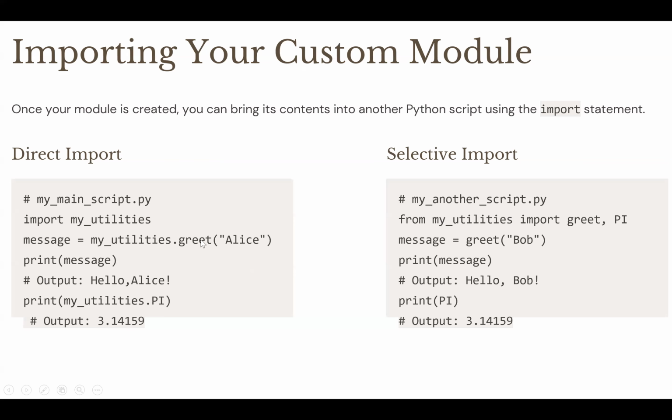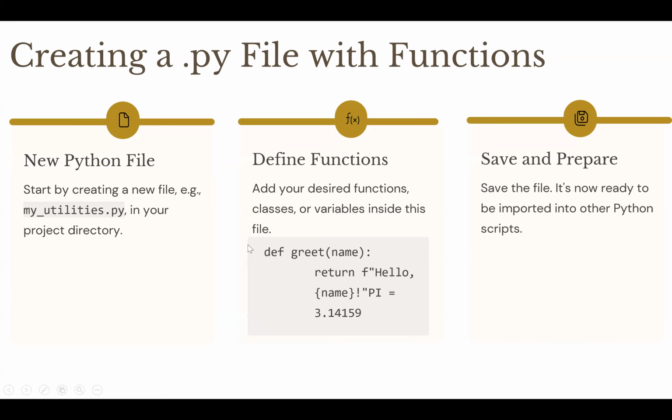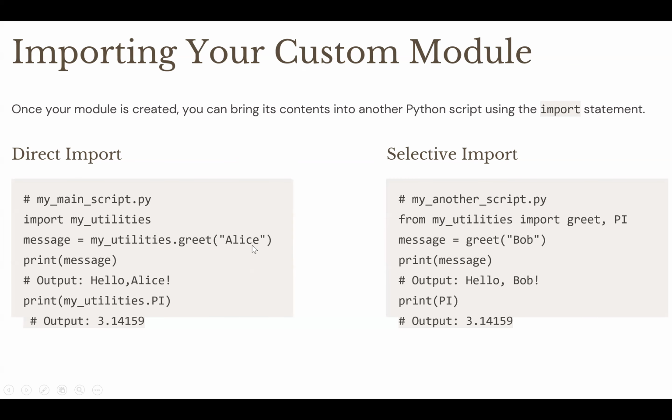Okay, as we know, the greet will take one parameter. That parameter here is Alice. Here we can see the greet is a part of my utilities. That greet is going to take the name as an input. In this case, name I have sent as Alice. Then once you print this message, it is going to print like hello.